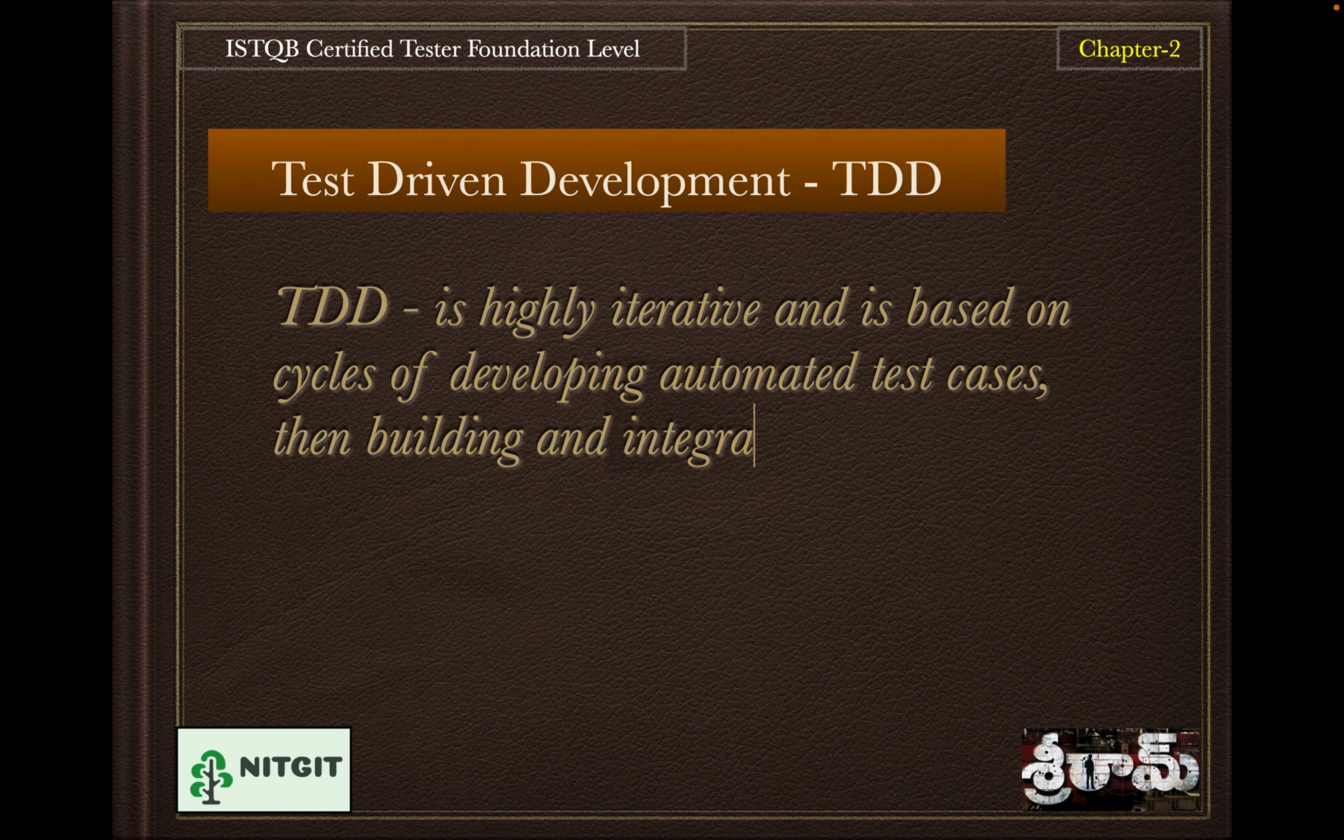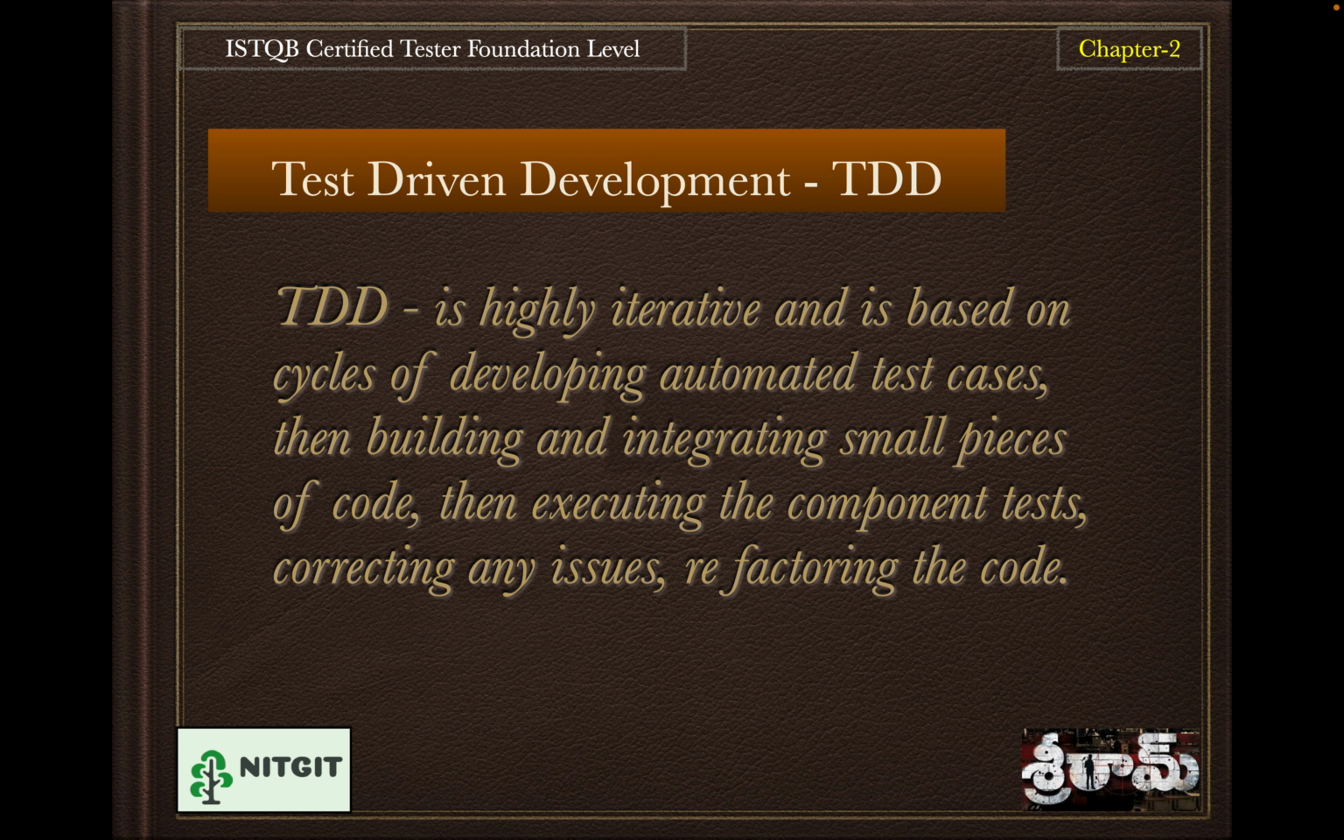Test driven development, TDD, is highly iterative and is based on cycles of developing automated test cases, then building and integrating small pieces of code, then executing the component tests, correcting any issues, and refactoring the code.